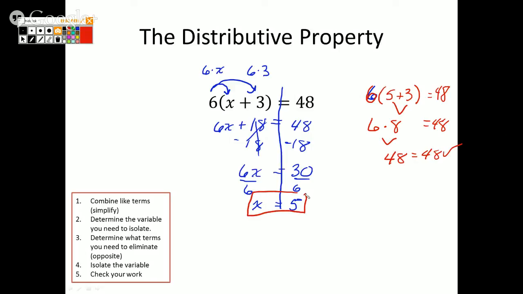One of the reasons I work it like this is because if I try to just subtract 3 and then divide by 6, I'm going to get a really crazy answer. So that's why I want to go ahead and distribute and make it into a problem like I'm used to working. Okay, so 6 times x plus 3 equals 48, x equals 5, and there you have it.